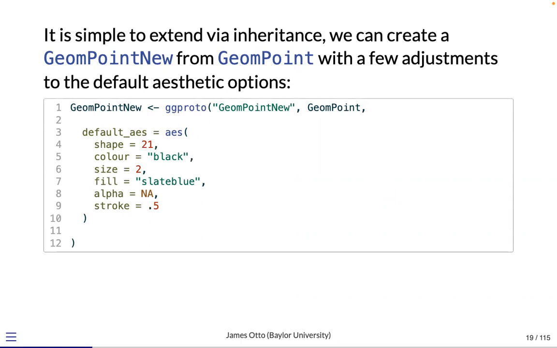And so what we're changing is, instead of shape being 19, which is the classic points, we're doing shape equals 21. With shape equals 21, you can actually do an outline on the point and a fill. And so we set the color to be black, which is the outline. We increase the size a little bit, and now we're filling the points with blue.